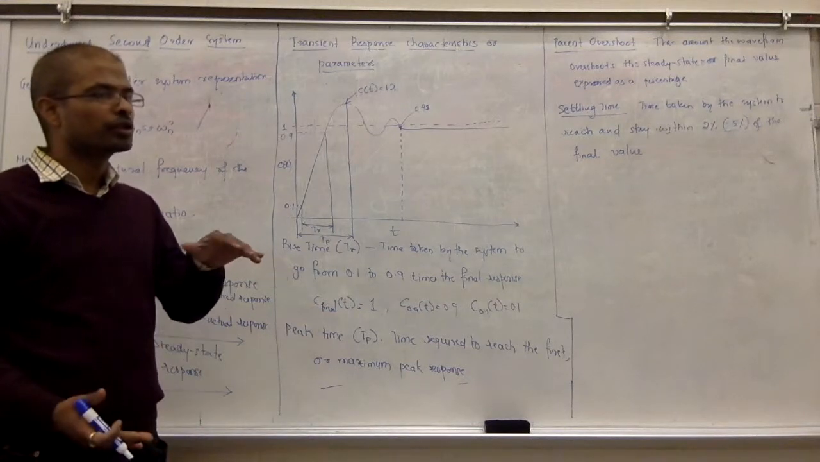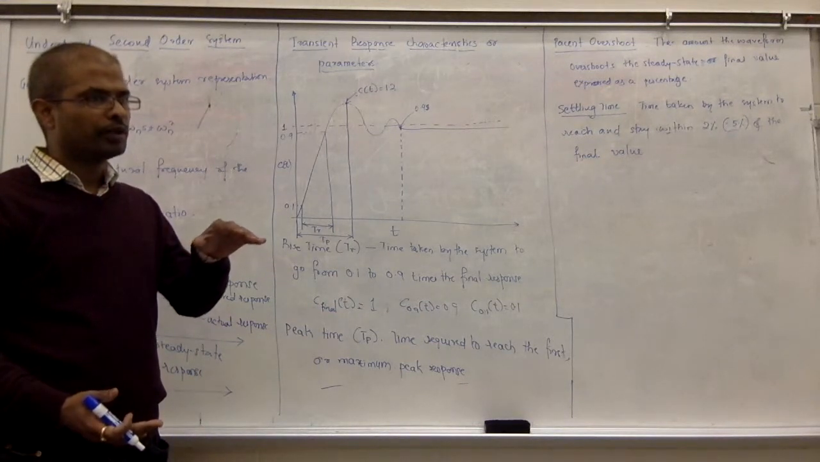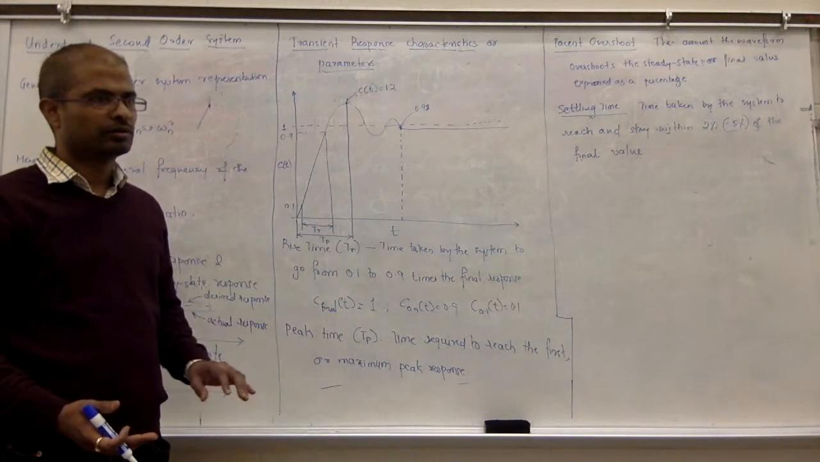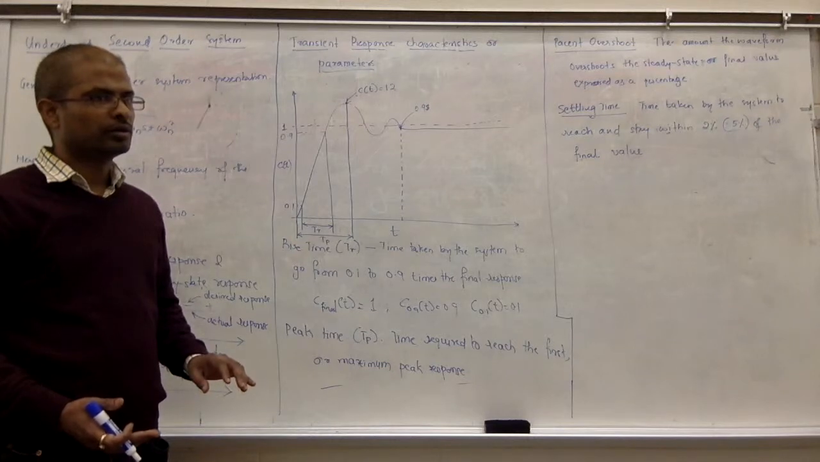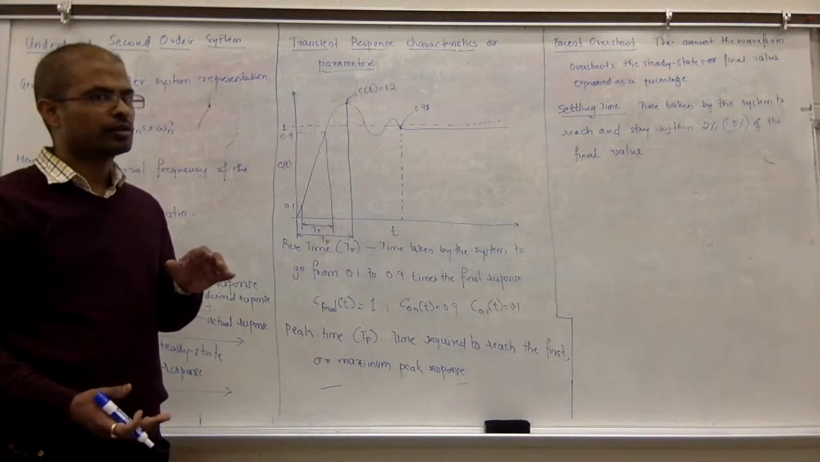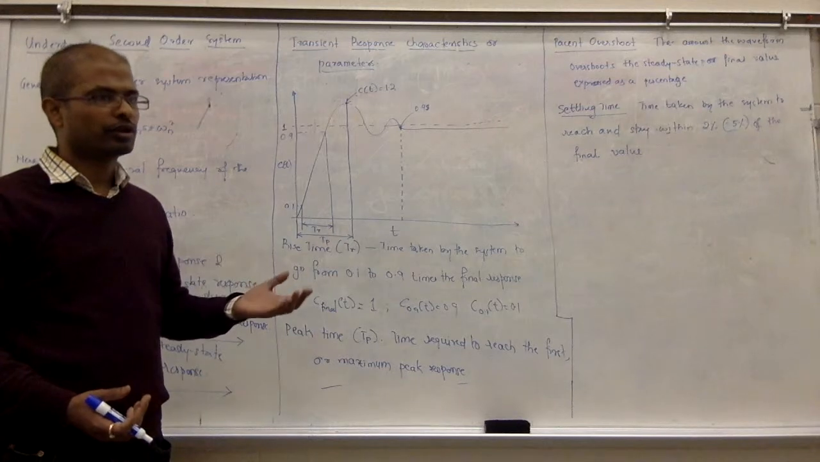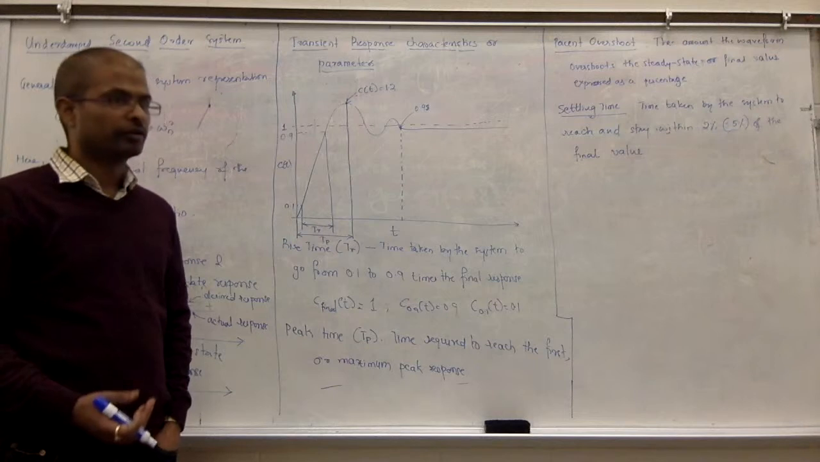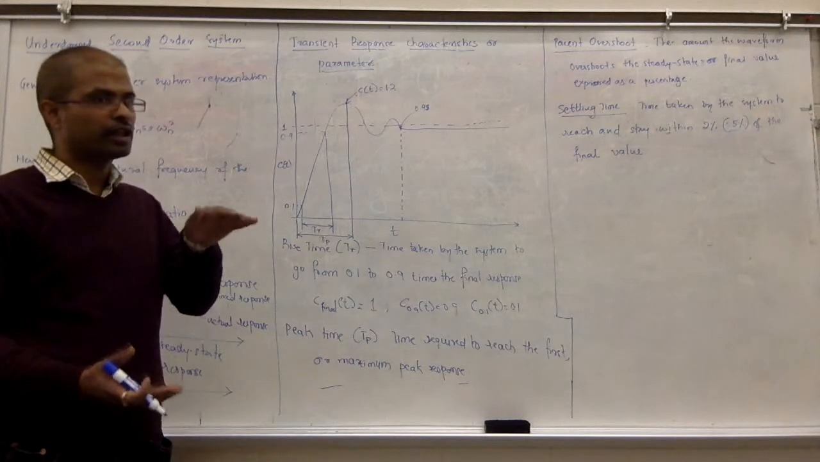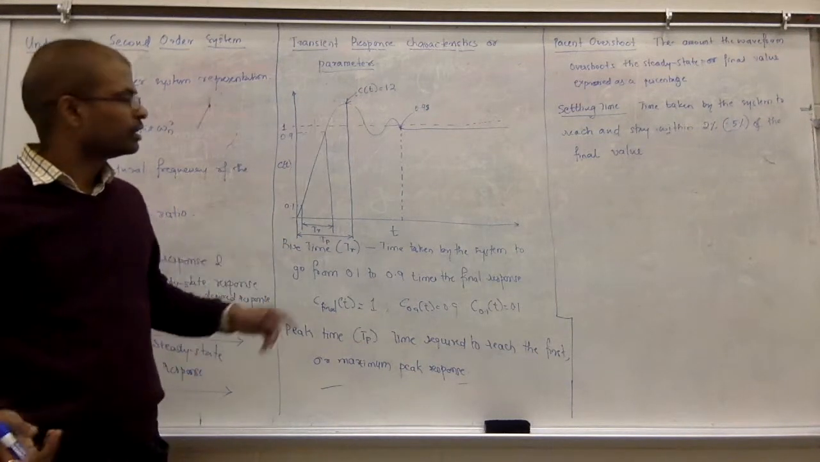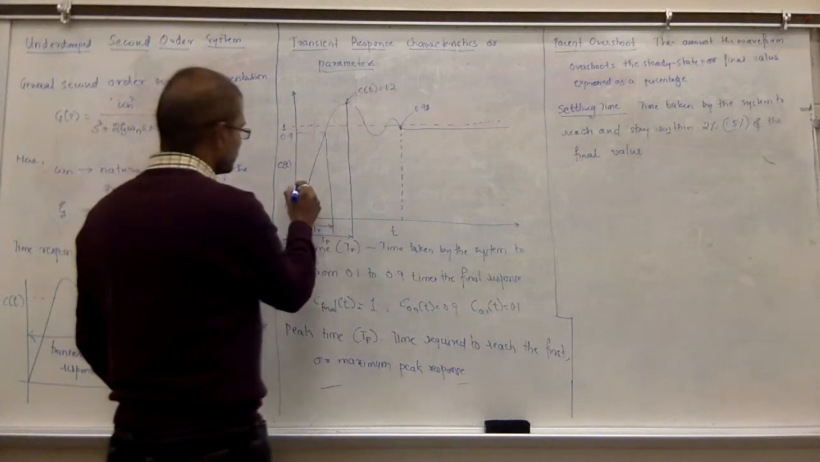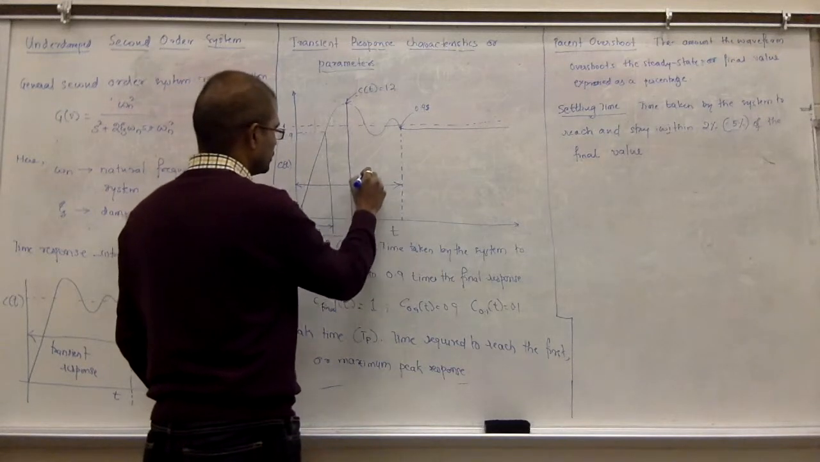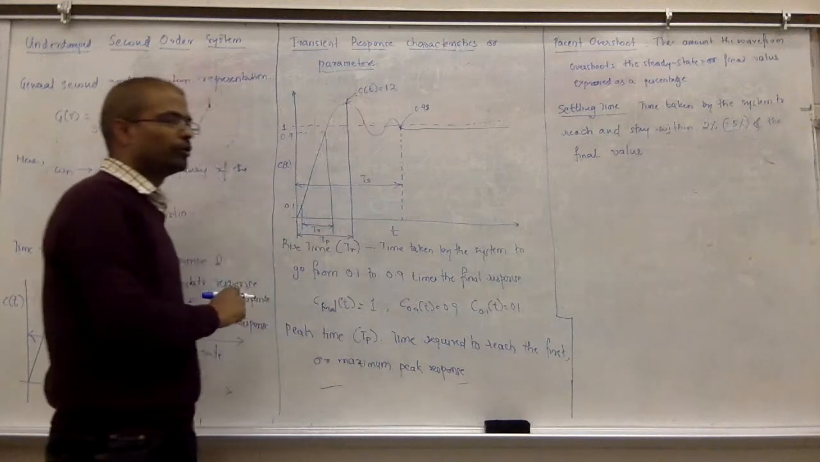What does that within 2% mean? It can be 1.02 or 0.98. Got it? Within 5% means it could be 1.05, 0.95. So once it reaches that range and stays within it, the time it takes is the settling time to get to that steady state.